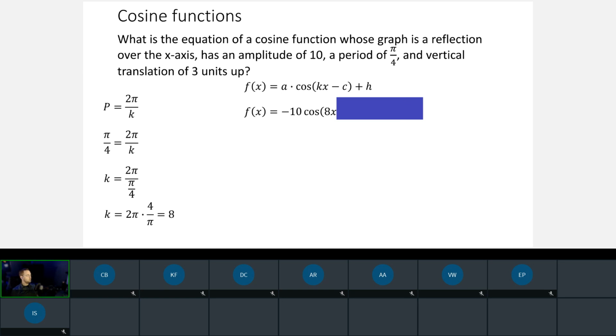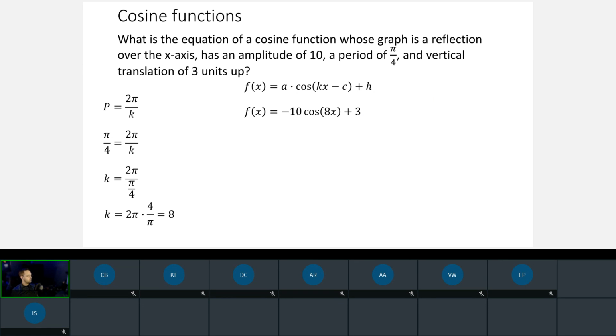Okay, C. Does this problem tell us there's a phase shift or a horizontal shift? It does not. All right, so that saves us a bit of work. And then what is the vertical shift? 3. Yep. There's the final answer. Not too bad.